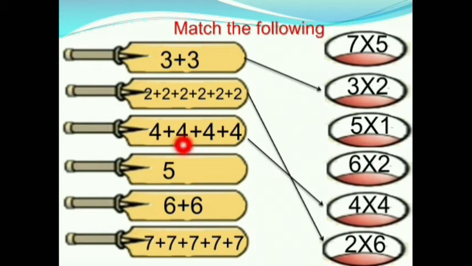See the next question. We have 5. Here 5 is repeated only one time. So we will match it with 5 into 1. See the next question. Here we have 6 plus 6. 6 is repeated 2 times. So we will match it with 6 into 2. See the last question. Here we have 7 plus 7 plus 7 plus 7 plus 7. Here 7 is repeated 5 times. So we will match it with 7 into 5.